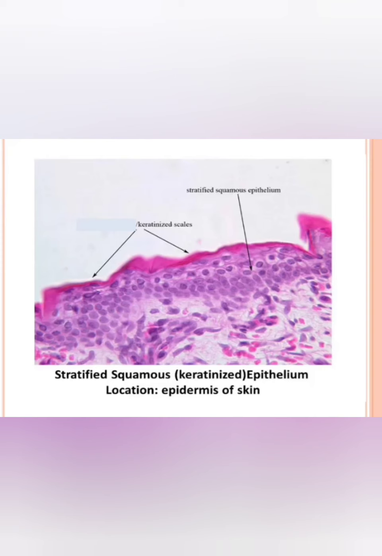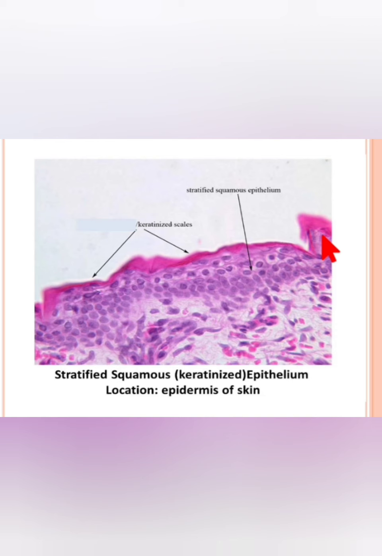This is keratinized stratified squamous epithelium. You can see the basal cell layer has cuboidal or columnar cells, and the superficial cells are squamous or flat. And the most superficial cells show keratohyaline granules in their cytoplasm. The most superficial cells are dead. They do not have nuclei. This cell layer is called stratum corneum. And the location of keratinized stratified squamous epithelium is the epidermis of skin.